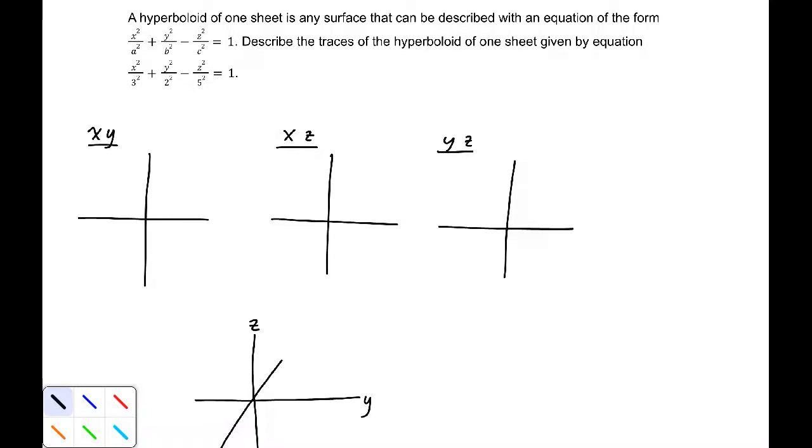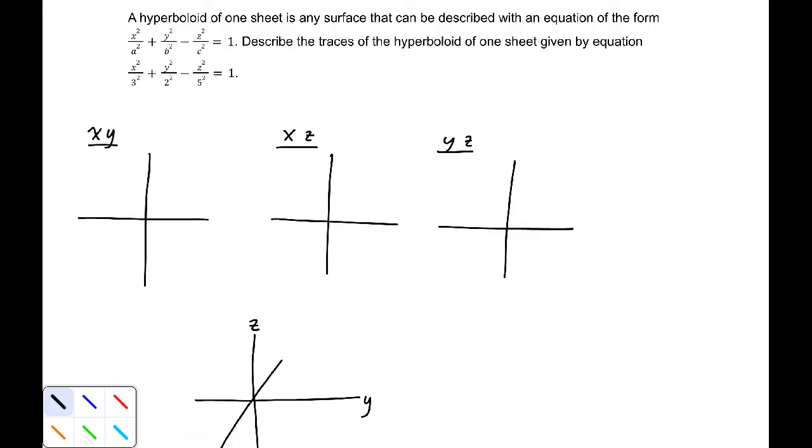A hyperboloid of one sheet is any surface that can be described with an equation of the form x squared over a squared plus y squared over b squared minus z squared over c squared equals 1. Describe the traces of the hyperboloid of one sheet given by the equation x squared over 3 squared plus y squared over 2 squared minus z squared over 5 squared equals 1.